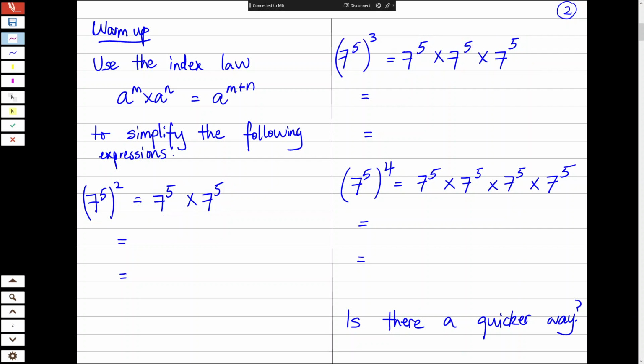So let's apply the index law, the one that we already know, this one here. What should we get? 7 to the 10. And what's the in-between step? Shannon? 7 to the 5 plus 5. Okay. What about the next one? Stuart? You do 7 to the power of 5 plus 5 plus 5.